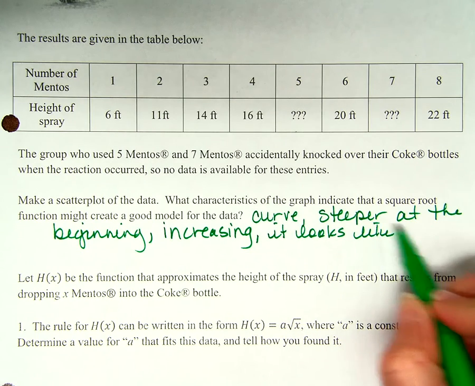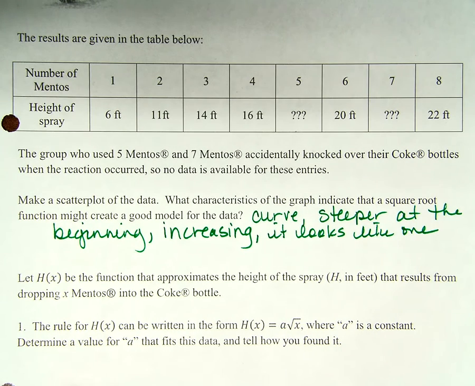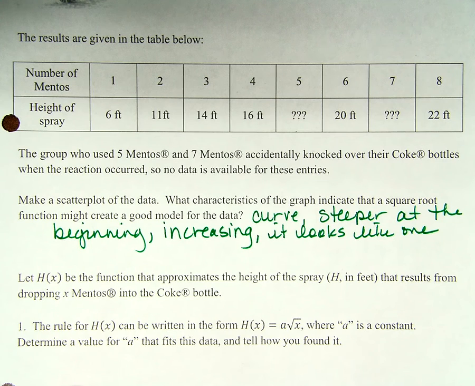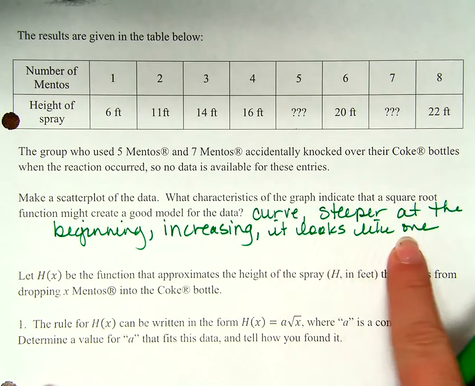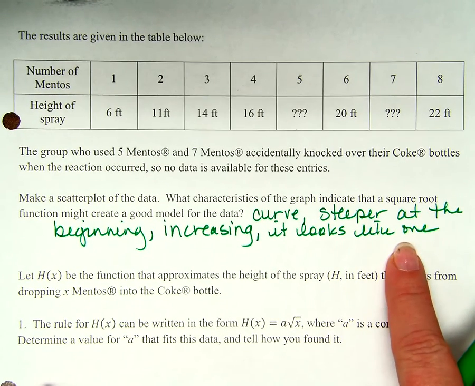It looks like one. How many times in previous math classes has your teacher told you, guys, we can't go by looks? Well, I know, but it looks like a right angle. Nope, we can't go by looks. Isn't that very true? So why am I saying it's okay that we can say this right now?